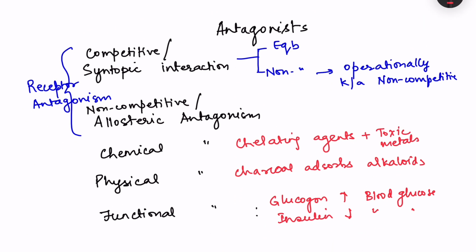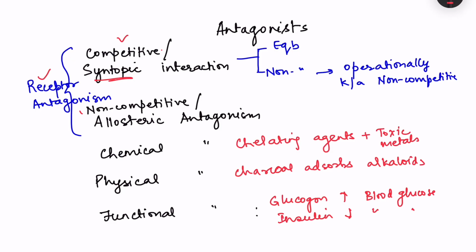Then we have the antagonist. Antagonists, as I told you, decrease the response. Antagonists again may be of different types. They may be receptor antagonists, where the drug is basically binding on the receptor. So we have the competitive interaction with the receptor, which is also known as syntopic interaction, competitive or syntopic interaction.